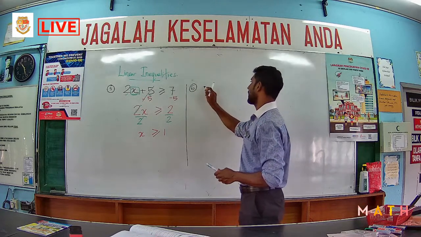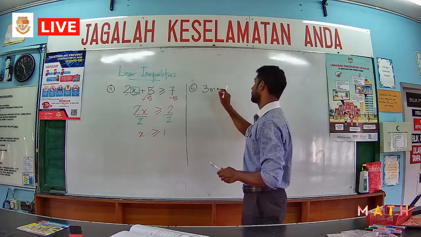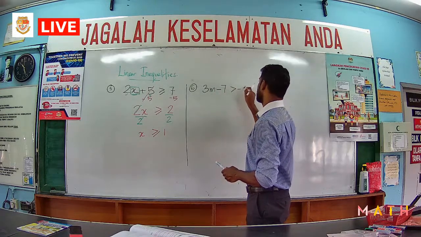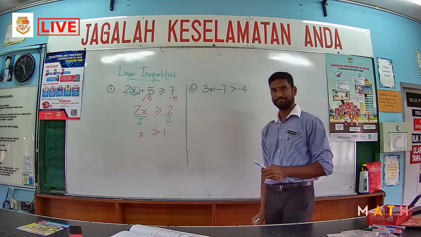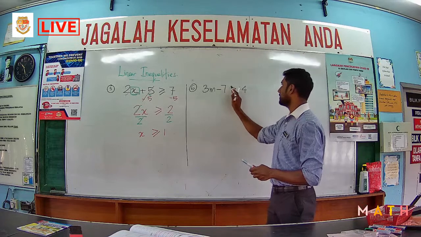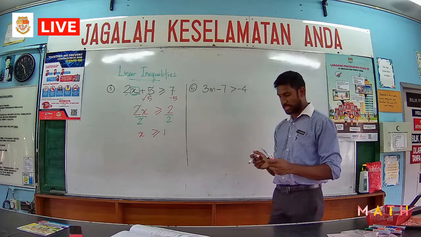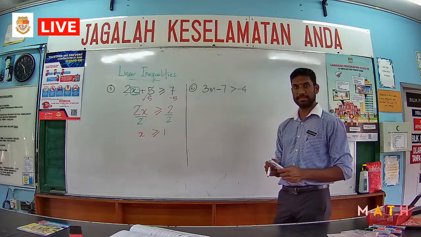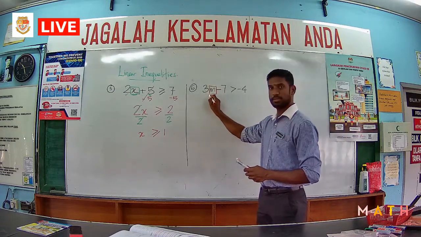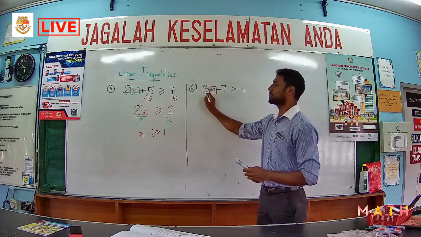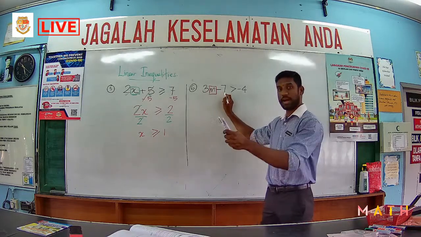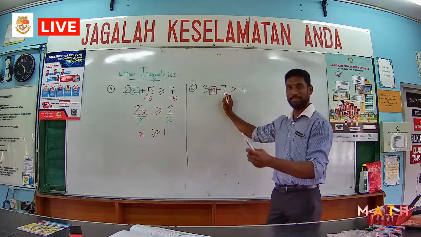Let's say we have 3m minus 7 more than negative 4. Okay, we give a try. So again, 3m minus 7 more than negative 4. Which number do we need to eliminate first? Again, you can do it like this. You can put a box. The closest to the unknown will be the number 3. So the number which is far, we can eliminate first.